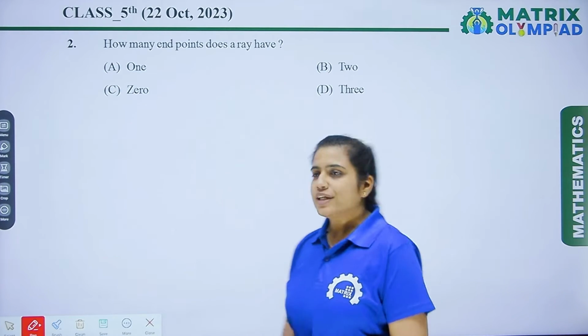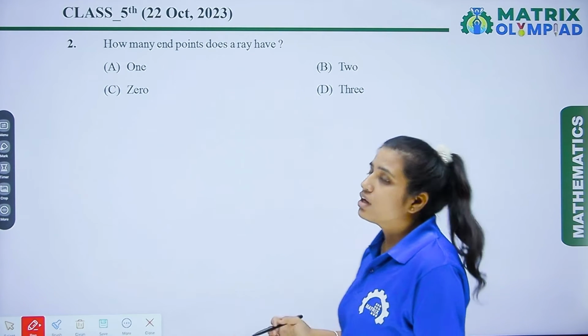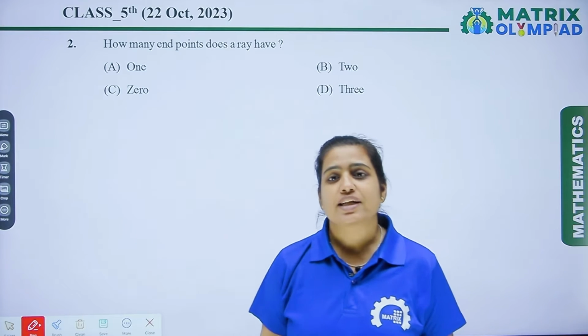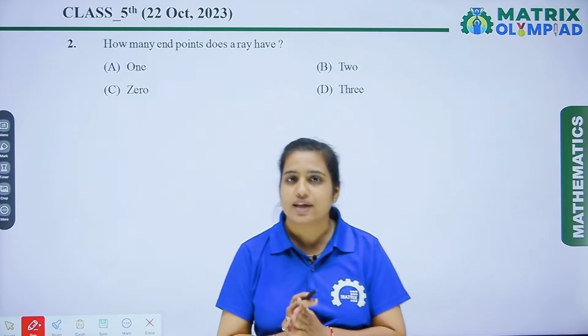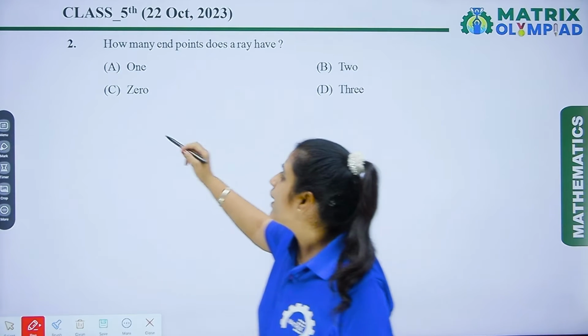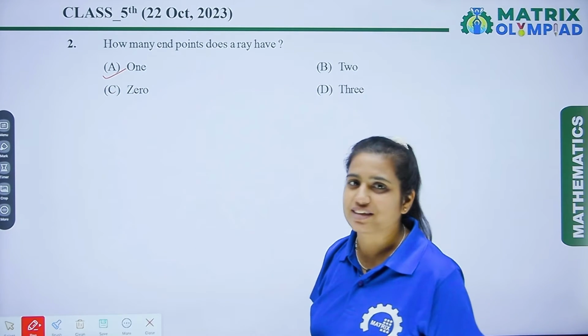Now the next question is, how many endpoints does a ray have? A ray starts from one point and extends infinitely in one direction. So a ray has only one end point. So here option A is the correct answer.